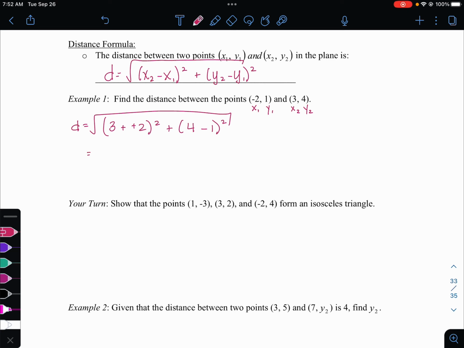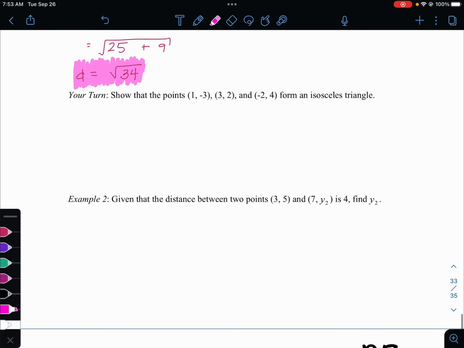So this turns into 3 plus 2, so that is 5 squared, and 5 squared is 25. Plus 4 minus 1 is 3. 3 squared is 9. And then 25 plus 9 is the square root of 34. And you can just leave it in that form. Okay, leave it in radical form. Simplify the radical if possible. We can't simplify the square root of 34 at all. Right? So take a moment, pause the video, try this your turn, and then come back and check your work.